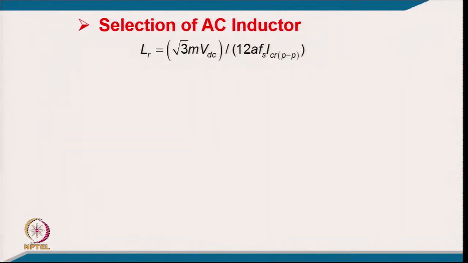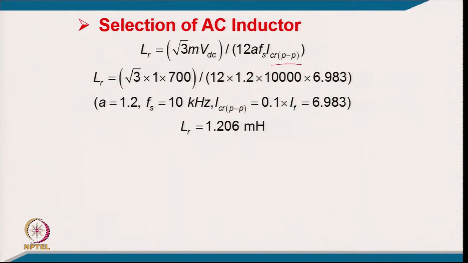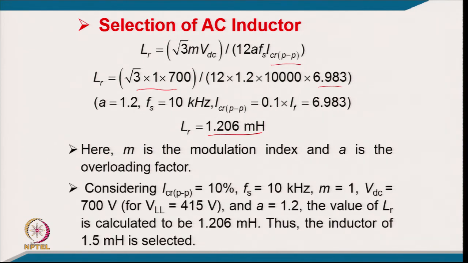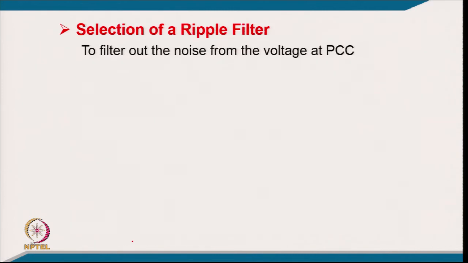Coming to the interfacing inductor, the formula for inductance of the inverter is root 3 M VDC upon 12 A f I ripple, where I ripple is the ripple current in the converter. Putting all the values here, it comes 1.206 millihenry. Here M is the modulation index and A is the overloading factor. Considering a ripple current of 10%, switching frequency of 10 kilohertz, M equal to 1, VDC 700 volt for 415 AC, and A equal to 1.2, LR calculated is 1.206, and thus we can select the value of 1.5 millihenry.